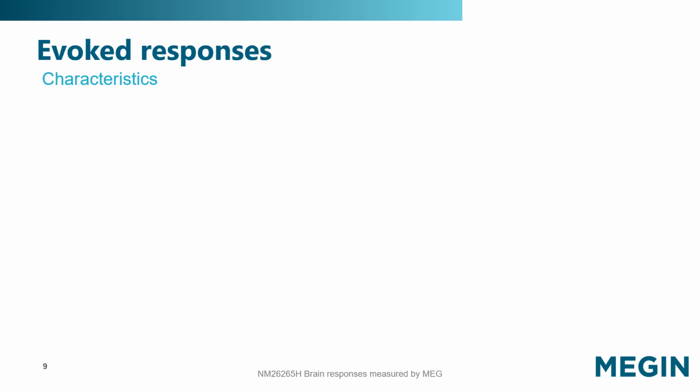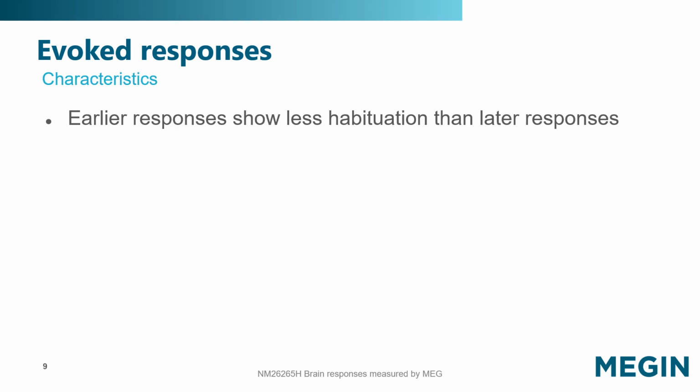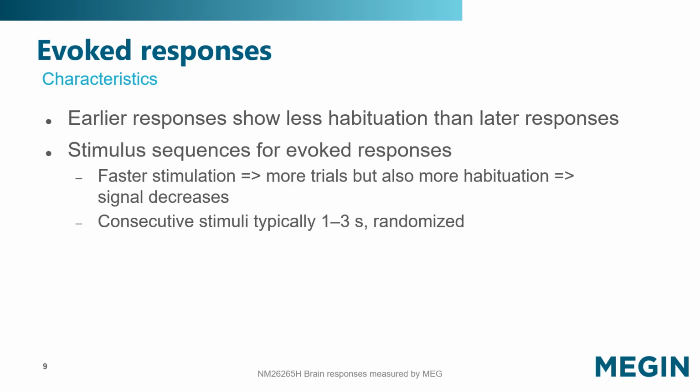Let's consider these characteristics for a moment. Habituation is a decrease in response to a stimulus after repeated presentations. The interstimulus interval, often referred to as the ISI, should be long enough to allow the neural responses to return to the pre-stimulus baseline, ranging anywhere from 200 to 1000 milliseconds. So, faster stimulation and shorter ISI yields more trials in the recording, but also generates more habituation and signal decrease.